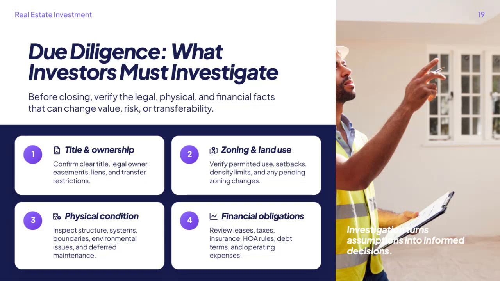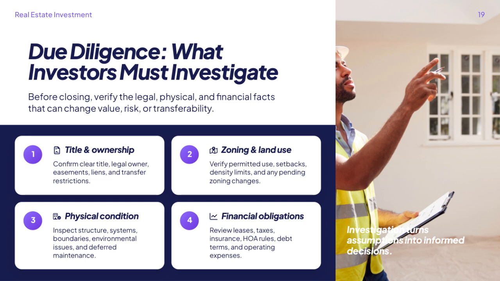Before finalizing any real estate investment, it's crucial to conduct thorough due diligence on several key areas that can significantly impact the value, risk, and transferability of the property. First, confirm the clear title and legal ownership, and check for any easements, liens, or transfer restrictions that might complicate the sale. Next, look into zoning and land use to ensure the property's permitted uses align with your plans, paying attention to setbacks, density limits, and any pending zoning changes that could affect its future potential.